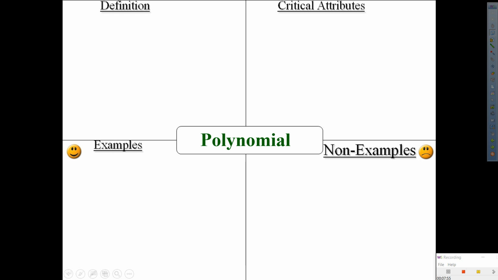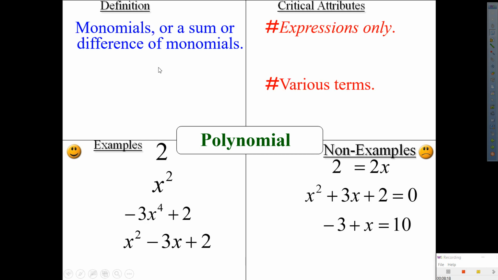All right, looks like Martin's got it. Martin, definition for polynomials. Yeah, monomials or some sum or difference of monomials. What's that? All right, so we got that, yes?